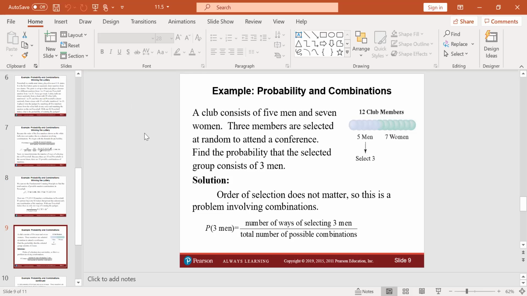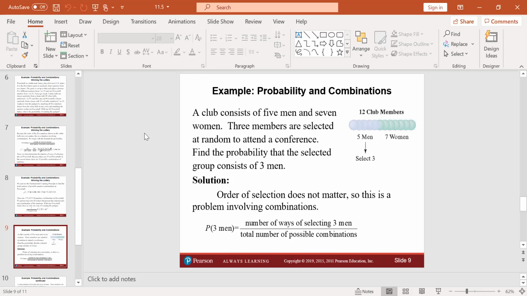Okay, next problem. A club consists of 5 men and 7 women. So there's 12 total people in the club. 3 members are selected at random to attend a conference. Find the probability that the selected group consists of 3 men.